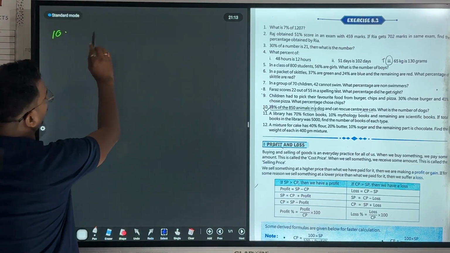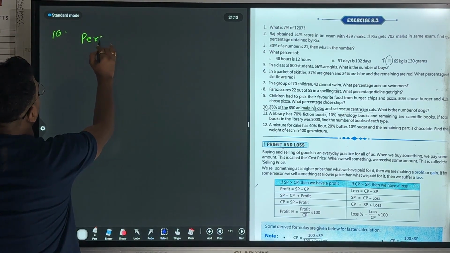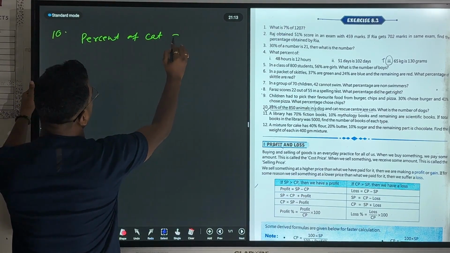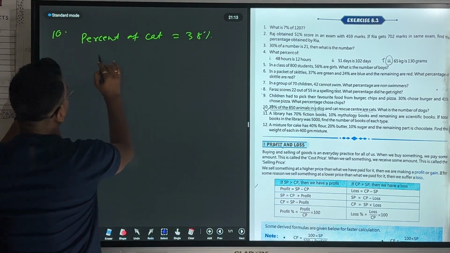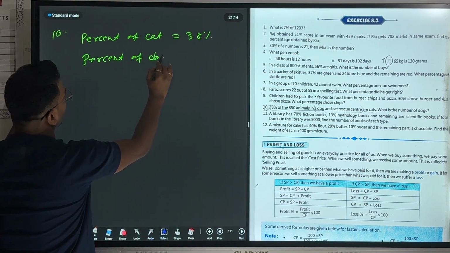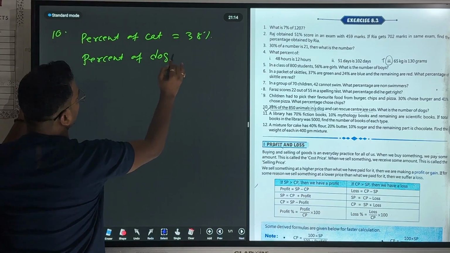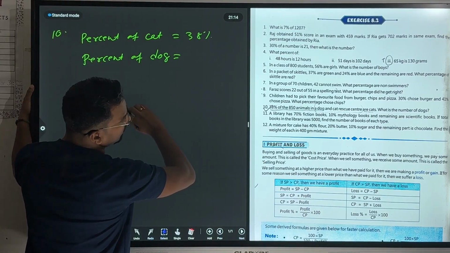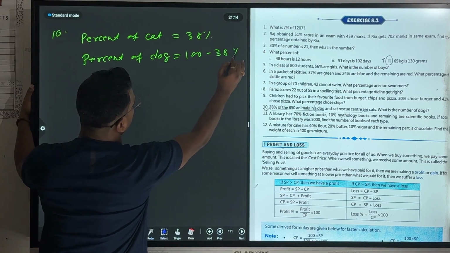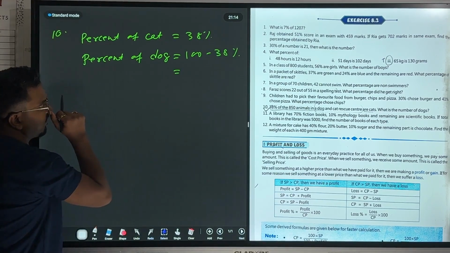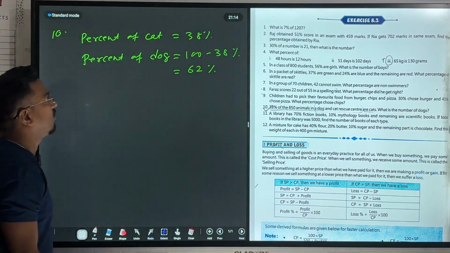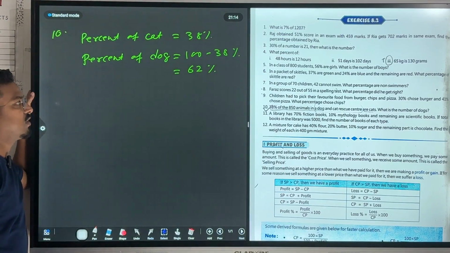So percent of cat is 38%. So percent of dog is how much? 100 minus 38%. If you subtract, what you will get? 62%. 62% are dog. The percentage of dog is 62%.